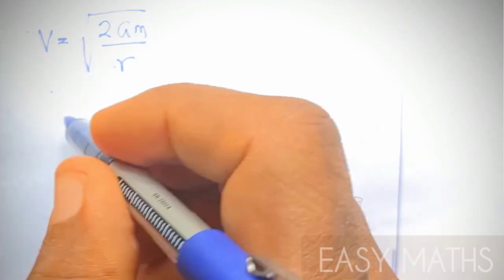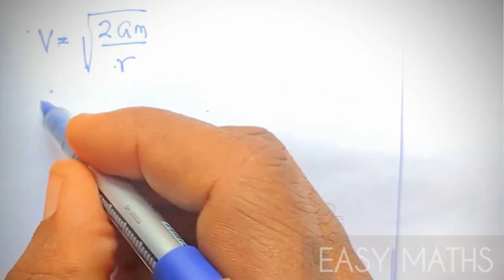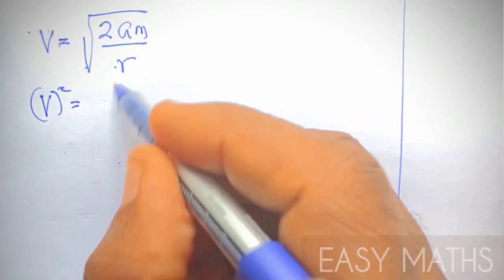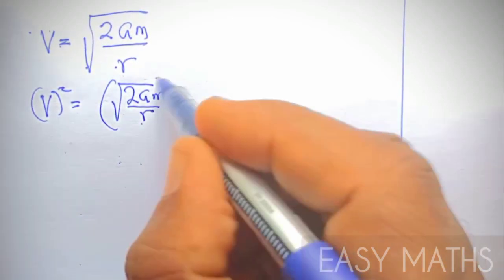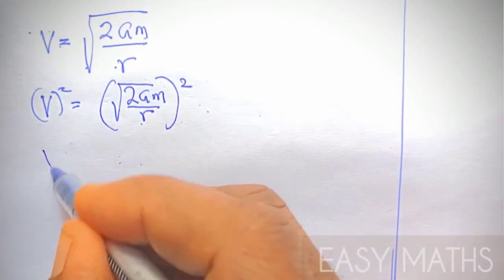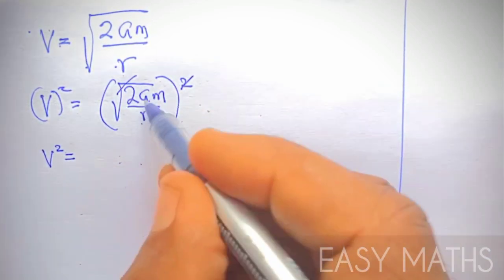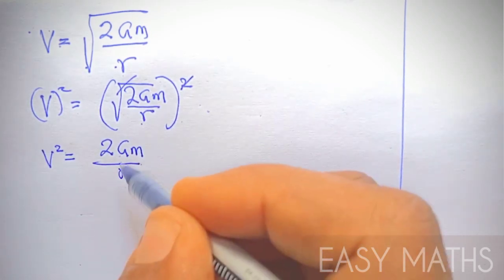Okay, let's go to method 2. First of all, we still have to remove the square root by squaring both sides. We have done that before. This will give you v squared, and this square will cancel the square root, remaining 2gm over r.